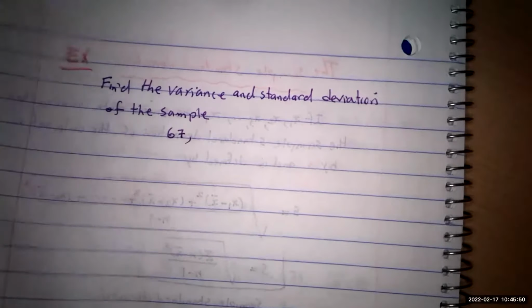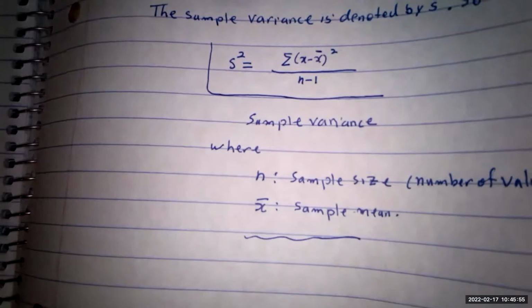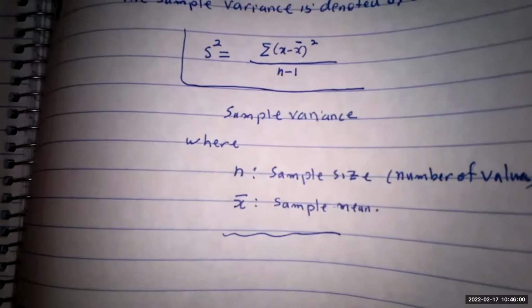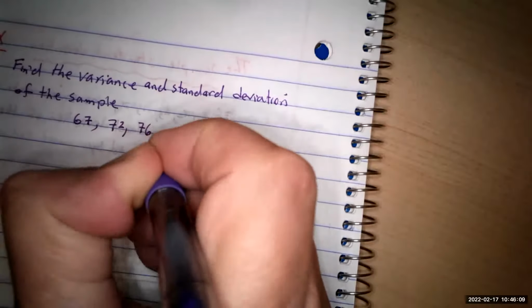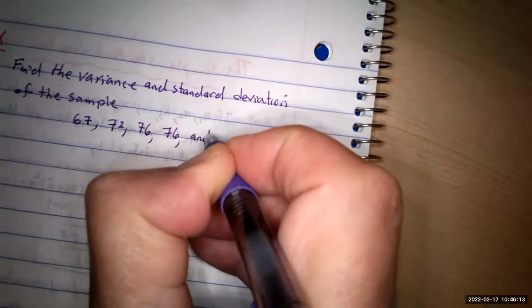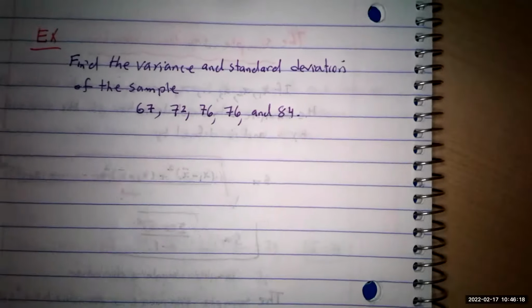Could you go back to the other page real fast just so I could see what X is? Okay, sample mean. Okay, thank you. X bar, remember X bar. Okay, that's X bar. So this is going to be 67, 72, 72, 76, 76, and 84.